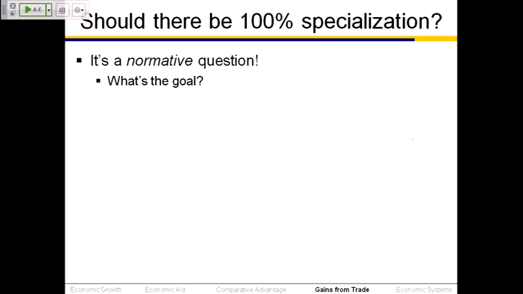If the goal is we want to increase the total amount of output, and we're not concerned with a whole bunch of other things, then yes, we should have 100% specialization in trade because the gains from trade exist. If there are differences in opportunity costs, if information flows, if there are legal ways to trade, and what was the fourth assumption? I don't remember. What was the fourth one? Opportunity costs, information, relatively cheap transportation. Then there are gains from trade, and there should be 100% gains from trade.